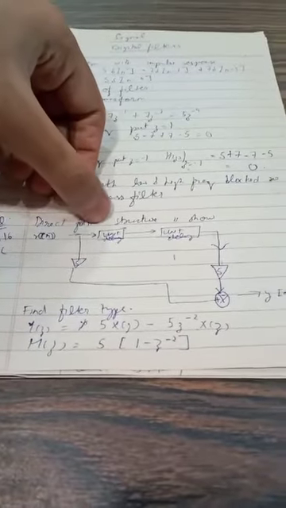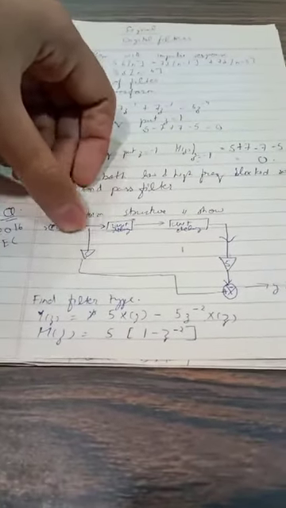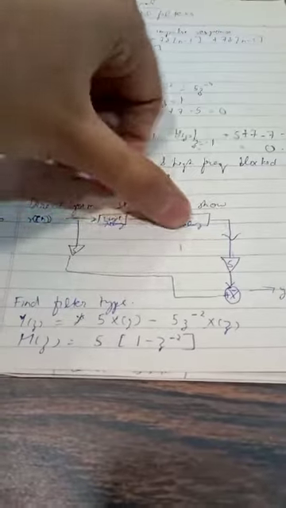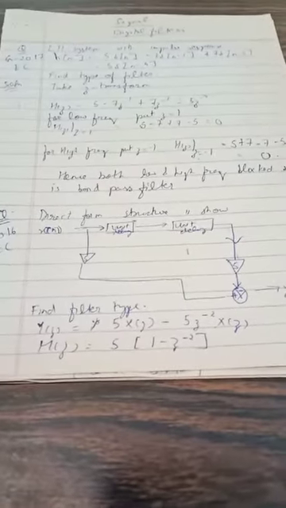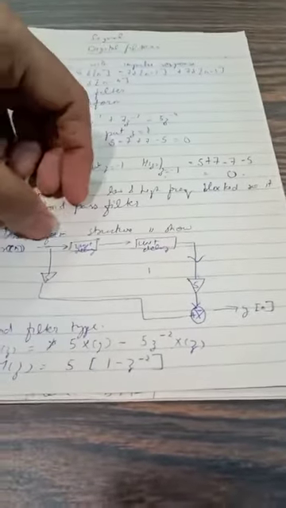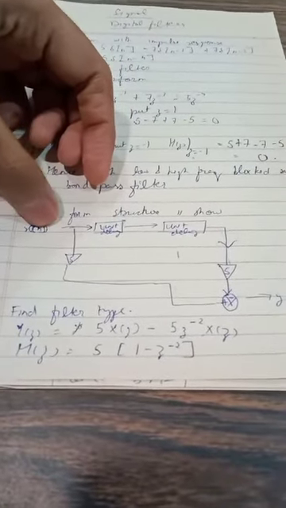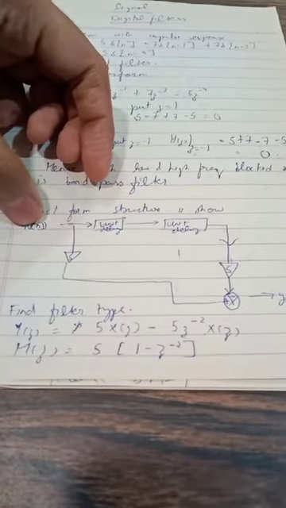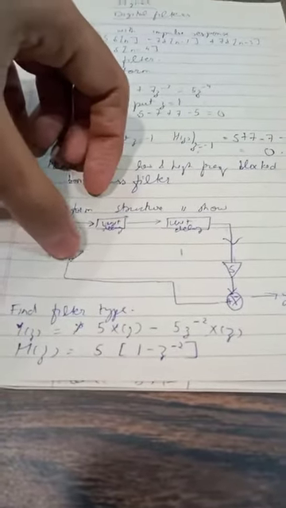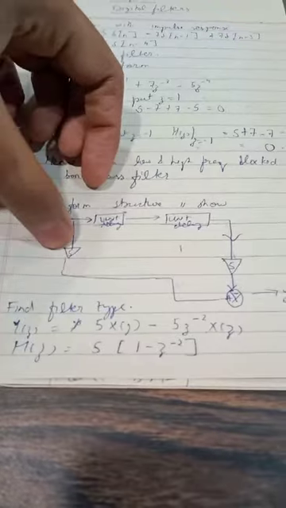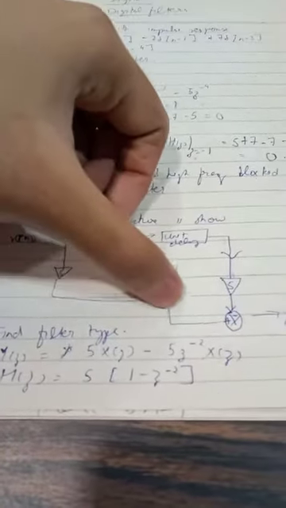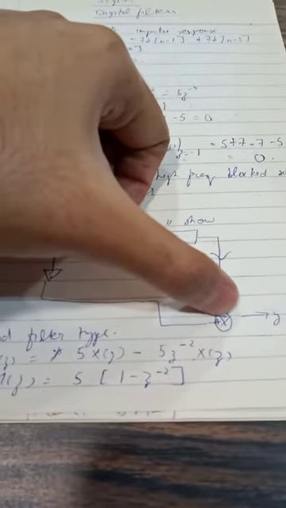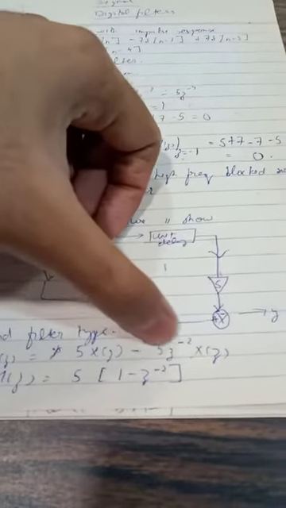So a direct form structure is shown. We have to find the filter type. This is x of n. These are two unit delays. Then this is 5 and 5. So this is the multiplier. So Y of z will be equal to, first we take the Z transform. Y of z will be equal to 5 X of z, because x of n is multiplied by 5, and two unit delays are there. So we get minus, and this is going to a negative sign. So minus 5 z to the power minus 2 X of z.